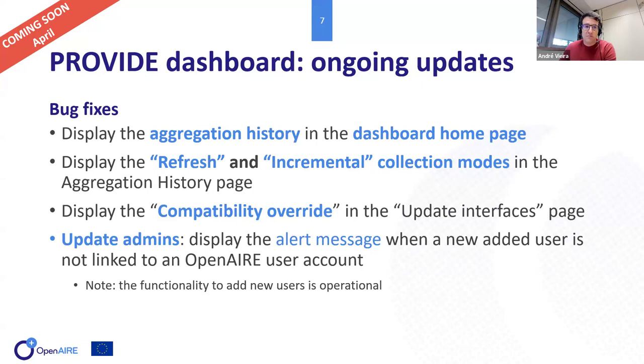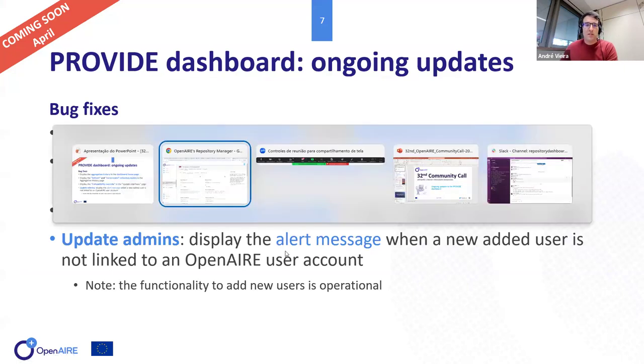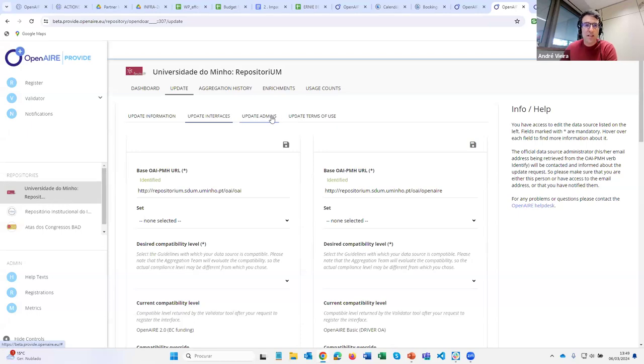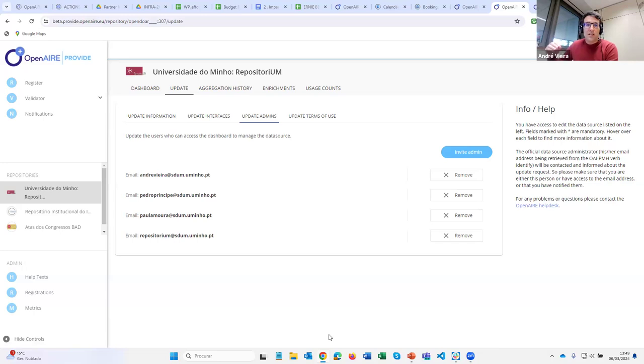And the last one is a minor bug, regarding the user admins that can access and manage the repository in the dashboard. As you know, you can add more than one user to manage the repository in the dashboard. However, an alert message that should be displayed every time we try to enter a user that is not linked to an OpenAIRE account is not being displayed. So, for example, if you try to add an email address that is not linked to a user account in OpenAIRE, nothing will happen, and we are not seeing the reason why. We are fixing that, but be aware of this important thing.